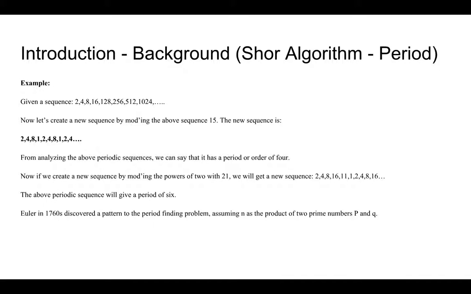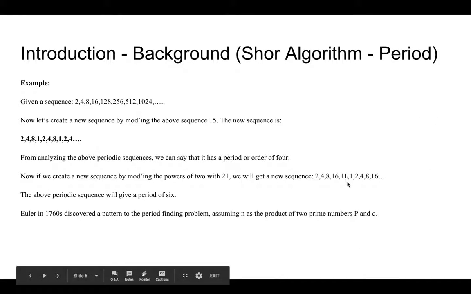Now, if we create a new sequence by modding the powers of 2 with 21, we will get a sequence 2, 4, 8, 16, 11, 1, 2, 4, 8, 16, which is right here. The above periodic sequence will give a period of 6.